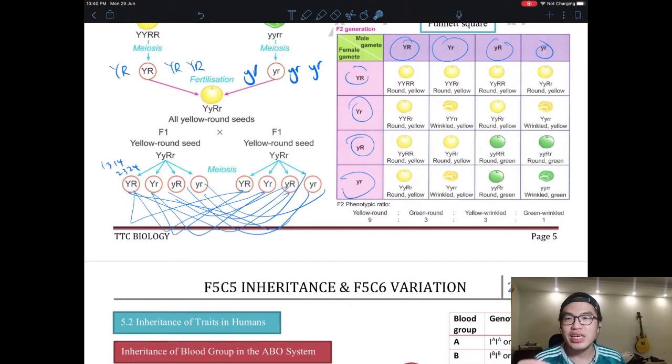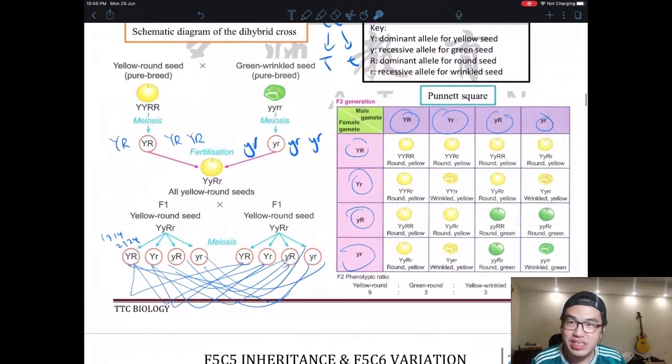Which means your height gene will not affect your eye color gene. They are determined by different genes, so they will not affect each other. That's why we call it independent assortment. This is what Mendel said. So that's it for this week.